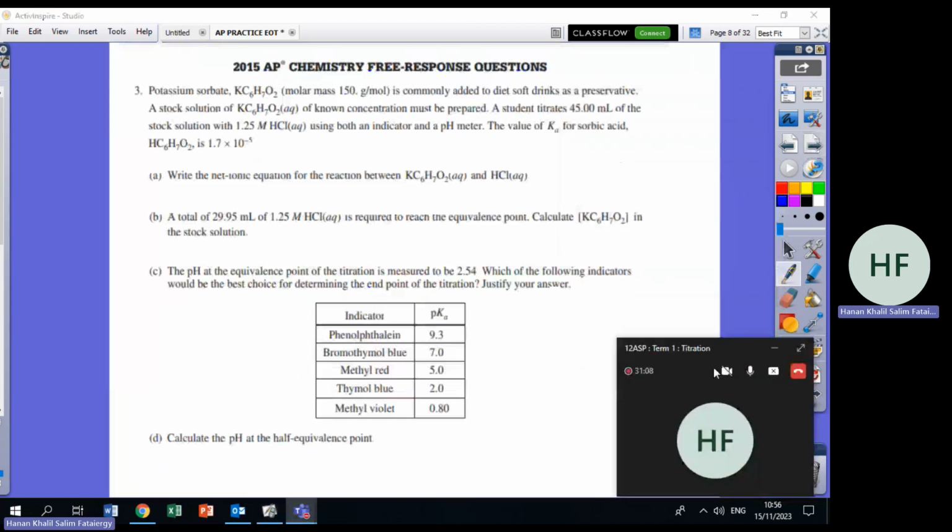Okay, yeah, another question. Okay, please pause the video and solve by yourselves and then check your answers with me. Okay, you have this substance, a stock solution. A student titrates 45 milliliters of the stock solution with HCl. Here I put 45 milliliters of the stock solution, which is KC6H7O2, and I'm titrating it with HCl, and the molarity of the acid is 1.25 M.